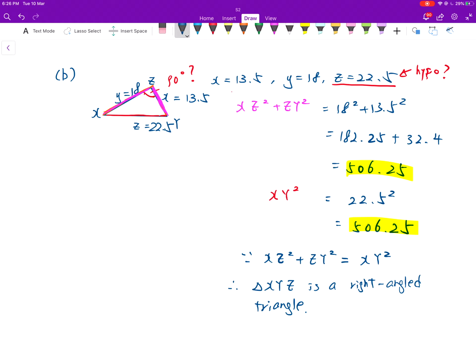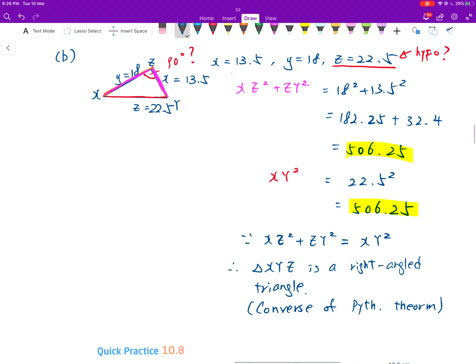Okay, why can we draw this conclusion? Because we apply the converse of Pythagoras theorem. So we can draw the conclusion that it is a right angle triangle. And also we need to state this one. This becomes 90 degrees, so we can say angle XZY is a right angle.